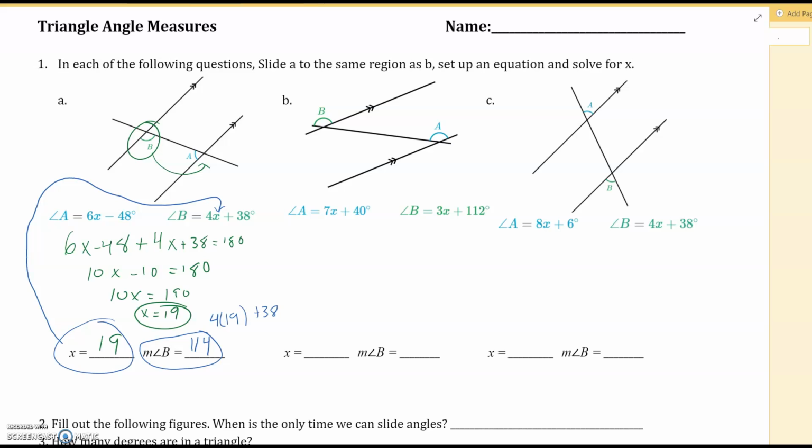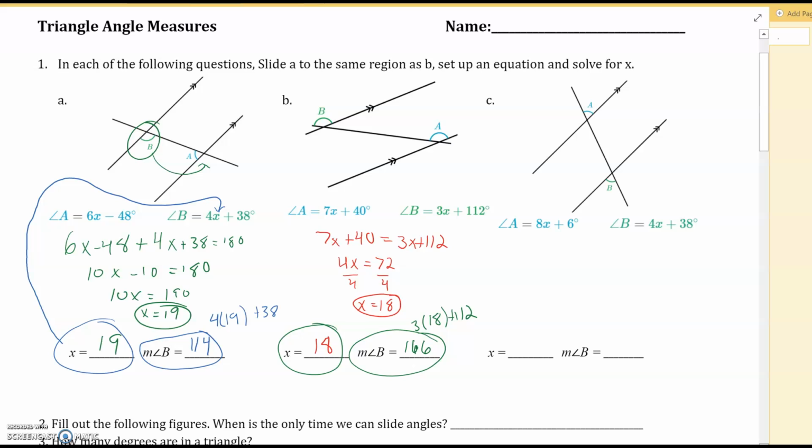So as you can see, since I have parallel lines, I can slide B down to right beside angle A. Therefore, they are a linear pair. They make a straight line, so you add them to 180. Then you plug it into angle B, you should get 114. Go ahead and do the same thing for letter B.